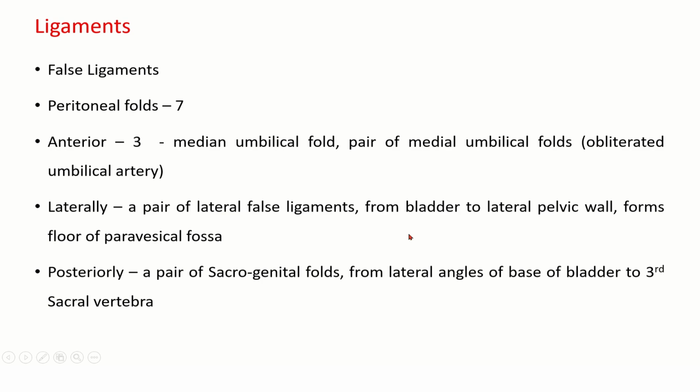Laterally, a pair of lateral false ligaments extend from the bladder to the lateral pelvic wall and form the floor of the paravesical fossa, which I have shown earlier. The peritoneum of the paravesical fossa forms the superior boundary of the space of Retzius.